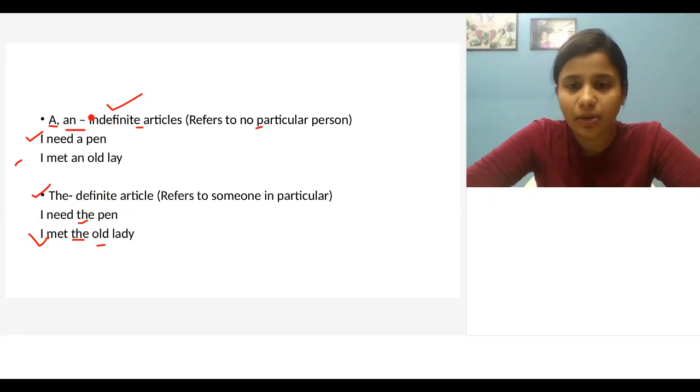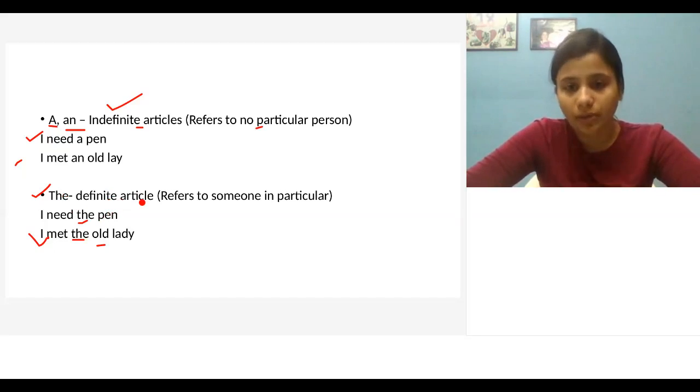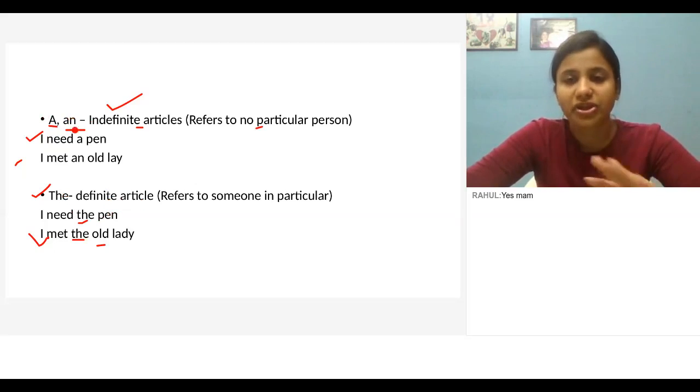So is this clear about what is definite and indefinite? The entire lecture is based on this. So the will come only when you know what you're talking about, whom you're talking about, and a and an are used in a general sense.